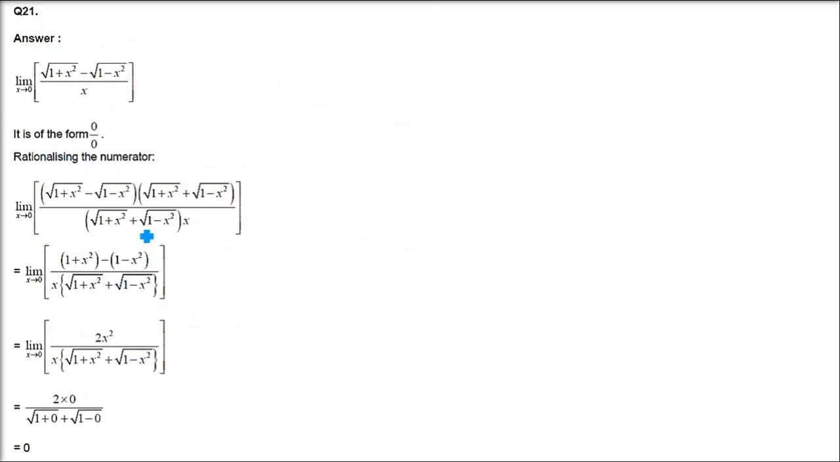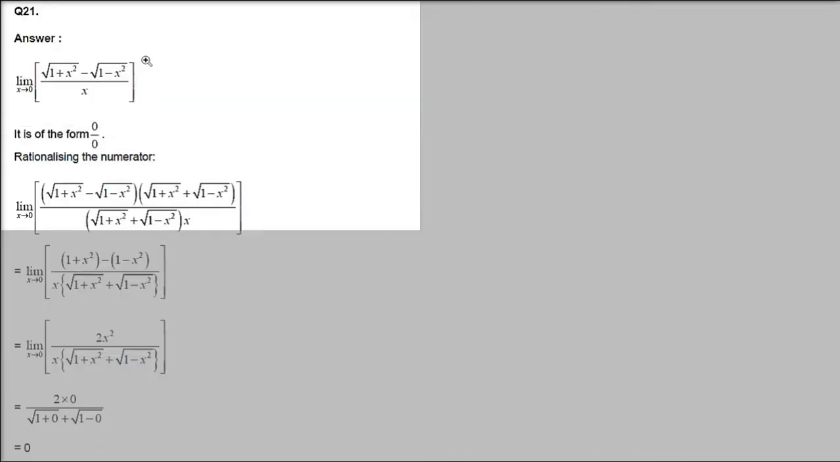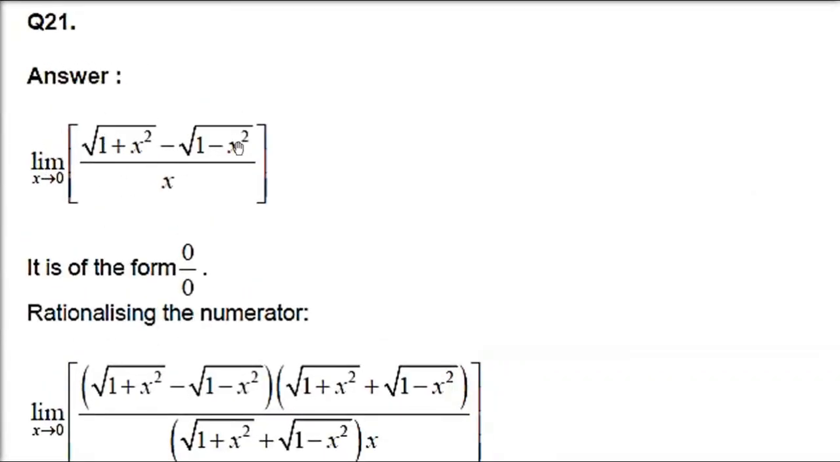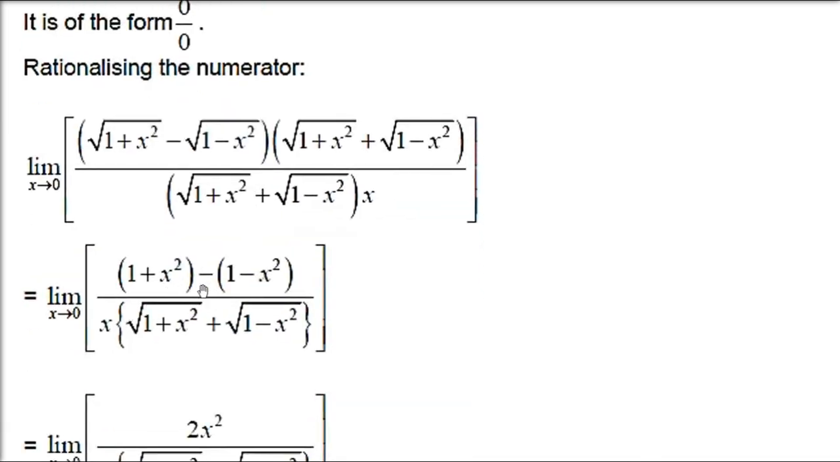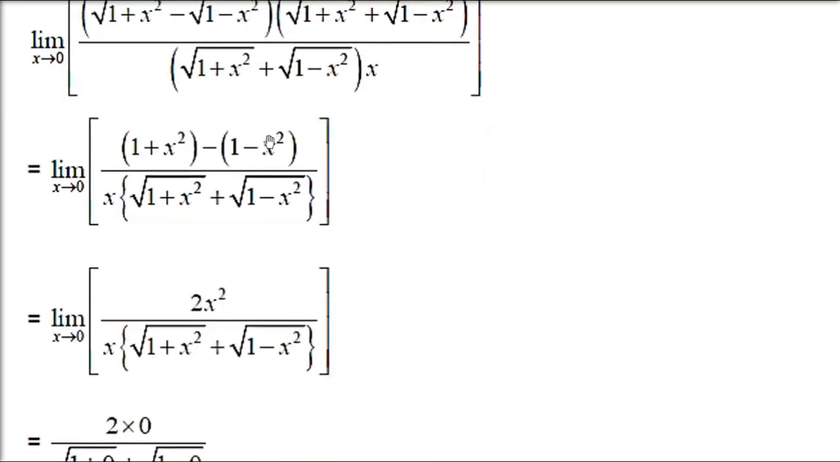Now the question number 21. Same thing you have to do, under root 1 plus x square minus under root 1 minus x square. So multiply with the conjugate. So under root 1 plus x square plus under root 1 minus x square, numerator and denominator. So it will be a square minus b square. So this 1 plus x square minus 1 minus x square will come. So this 1 gets cancelled. You have 2x square, and x is already there in the denominator.